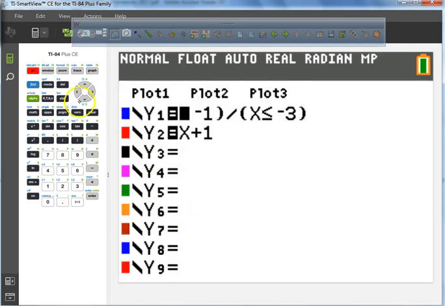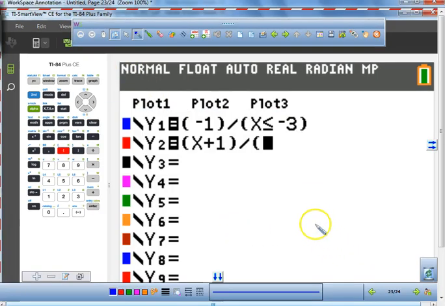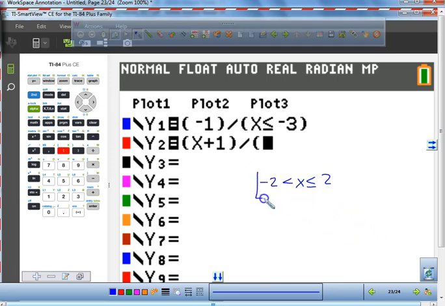Okay, this is where I need you guys to understand. This needs to be in parentheses. So what you're going to need to do is parentheses x plus 1. Then close it, hit divided by, open it up, and now we actually have what's called a statement. Our statement was what? X would have to be less than or equal to 2 and greater than a negative 2. So how do we write this in the graphing calculator?